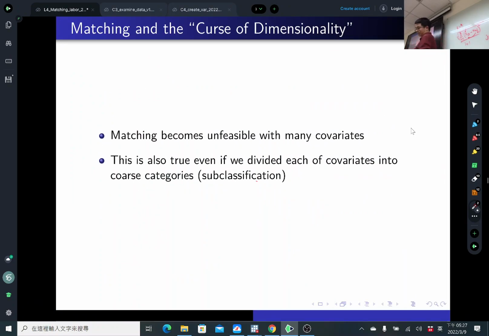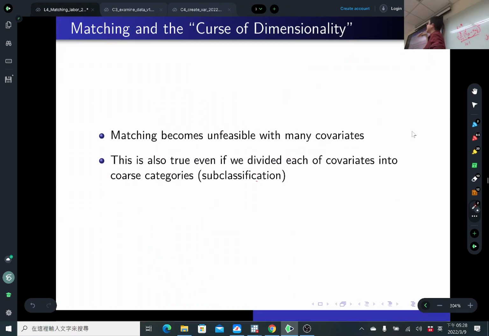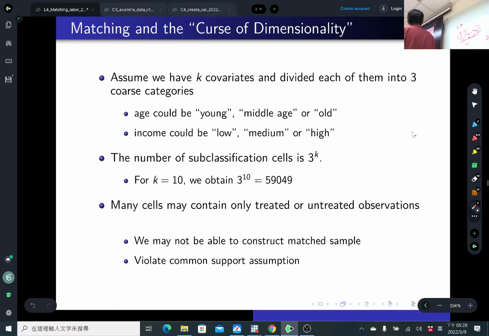But actually, this is not what we do in practice, because matching becomes infeasible if you have too many covariates. And this is also true if we divide our covariates into rougher categories. For example, we have k covariates, k characteristics that need to match between the treatment group and the control group.